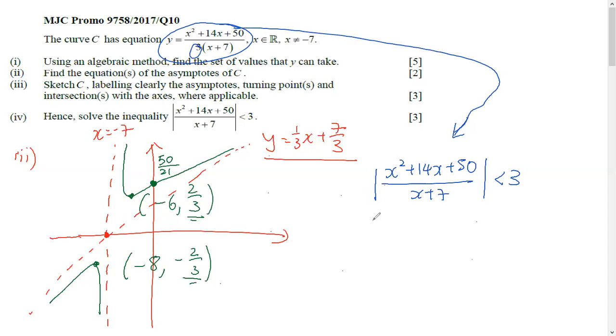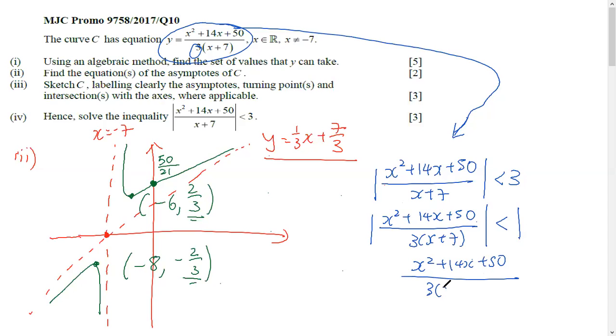So the 3, you can shift it from the right hand side: x squared plus 14x plus 50 over 3 times x plus 7, less than or equal to 1. So we just shift the 3 across. So the left hand side is what we have. But of course over here we have a modulus, so we can actually open up this modulus. What we want here is to find the parts whereby this graph is in between -1 and 1.